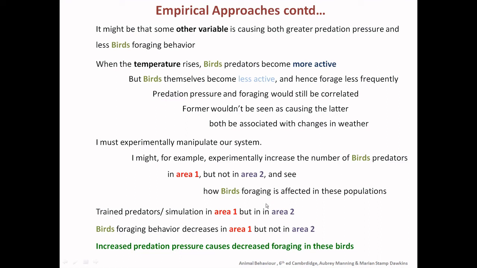So from this, we reach the conclusion that the presence of the predator population results in a decrease in foraging activity.